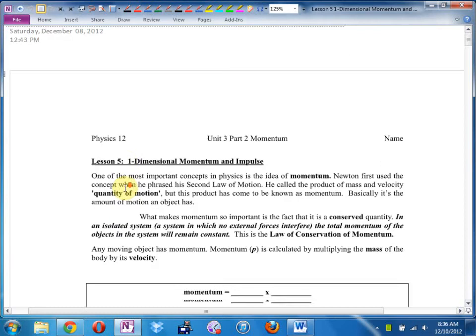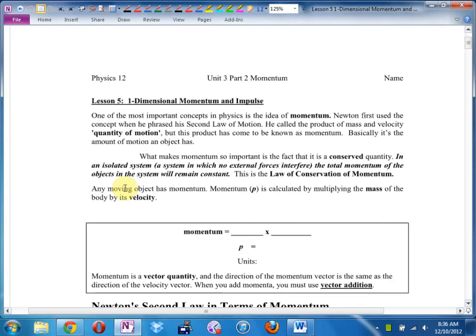So lesson 5, one-dimensional momentum and impulse. One of the most important concepts or ideas in physics is the idea of momentum. Newton first used this concept when he phrased his second law of motion. Now, we've told you that his second law of motion is F equals ma. He really didn't write it that way. He rewrote it in terms of momentum. He was much more interested in momentum than just mass and acceleration.